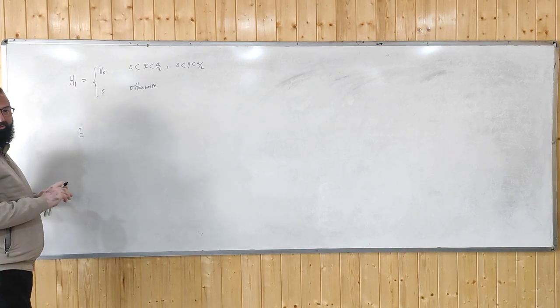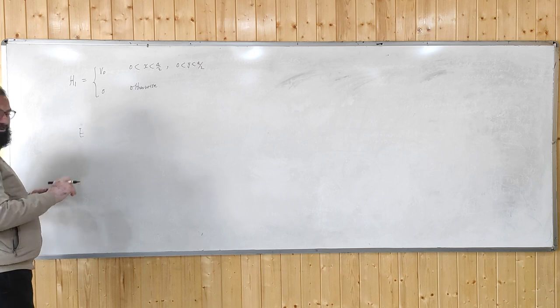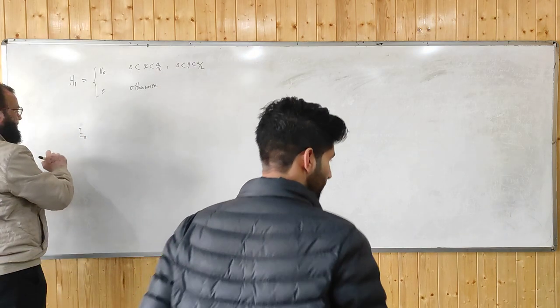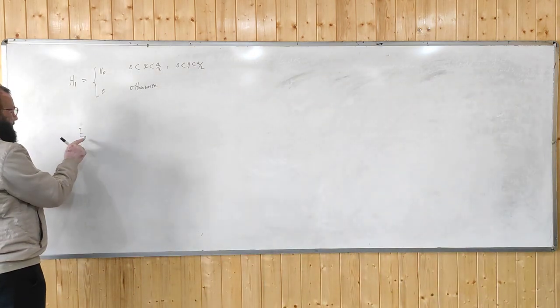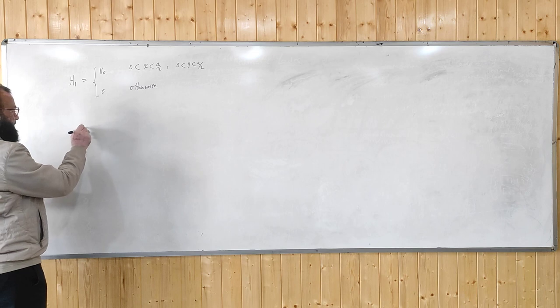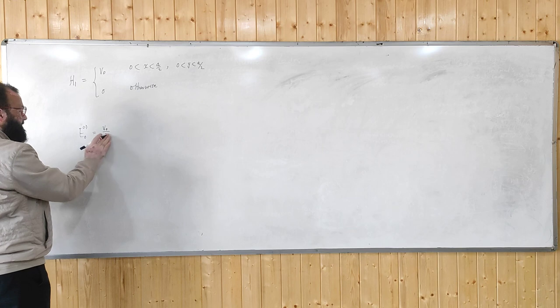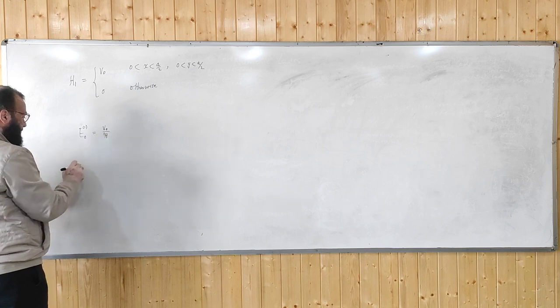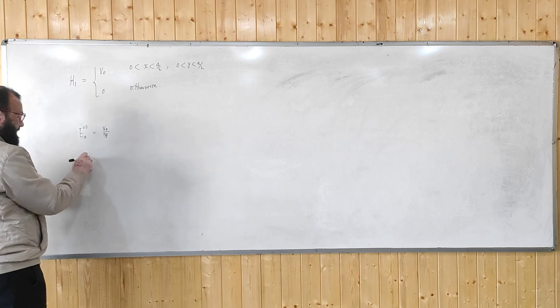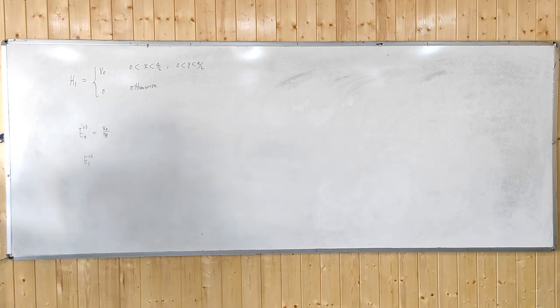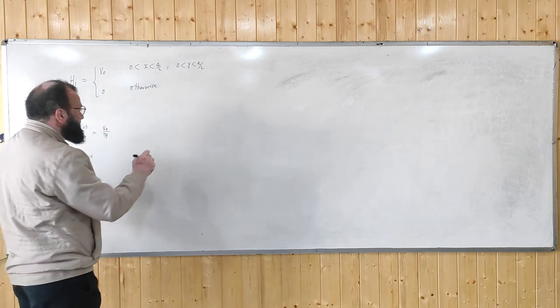So which level are we looking for? For the ground state E0, we had a first order correction of V0 by 4. Clear? Now we are looking for the correction at which level? For the first level, which is triply degenerate. Degeneracy is 3. Clear? How many states are there?